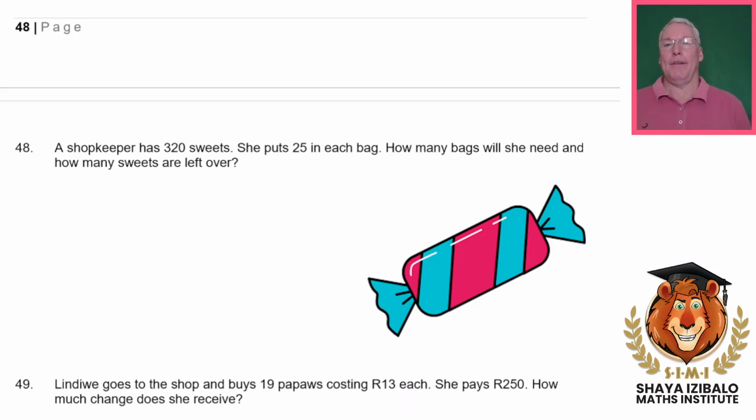Suppose she puts 10 in each bag. If she puts 10 in each bag, she's used 250 sweets. That's if she's put 10 in each bag. So in fact, she could have some more bags because she's still got 70 sweets left over.